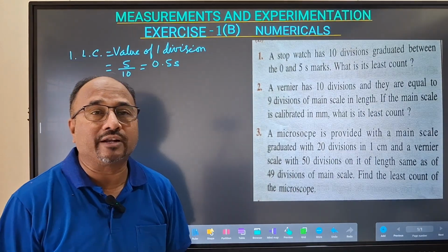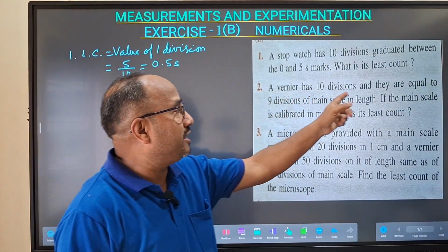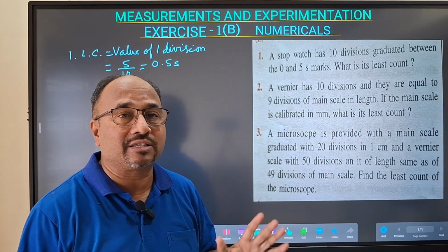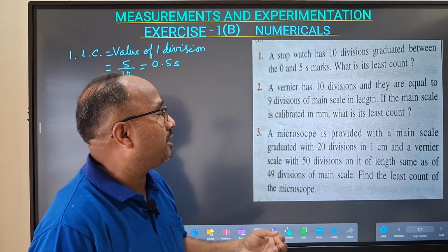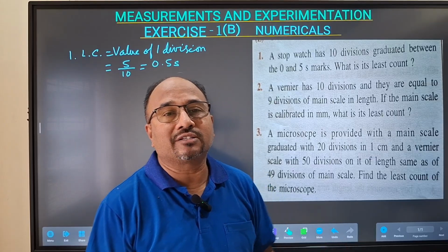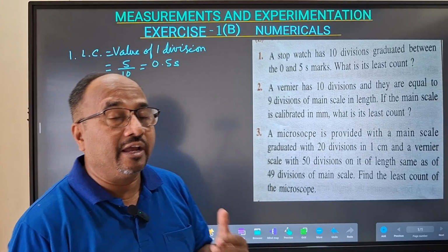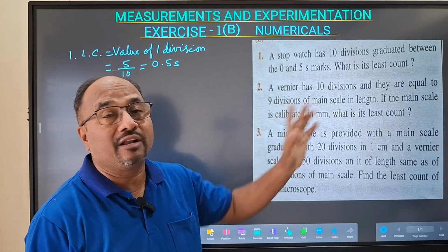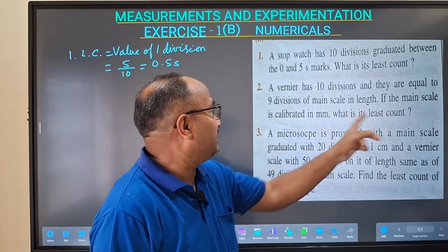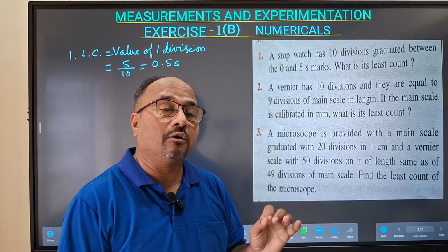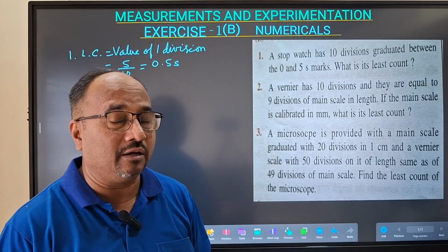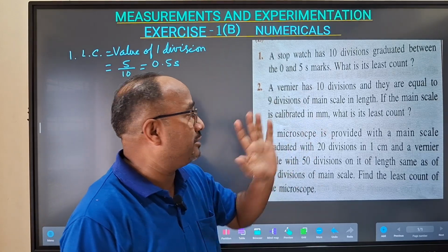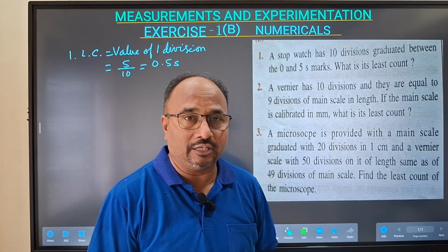Now let us take a look at the second one. It says a Vernier has 10 divisions and they are equal to 9 divisions of the main scale in length. We always know that whatever the number of Vernier scale divisions, they have to be fitted in one less division of the main scale. That is why it is fitted in 9 divisions of the main scale. If the main scale is calibrated in millimeter, it means that the value of one main scale division is 1 millimeter, and we are asked to find the least count.